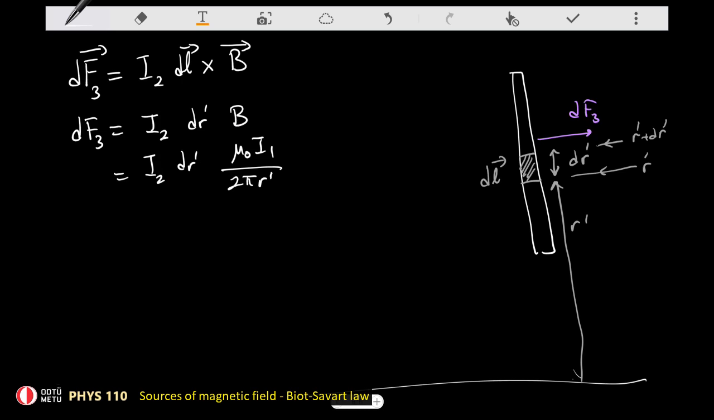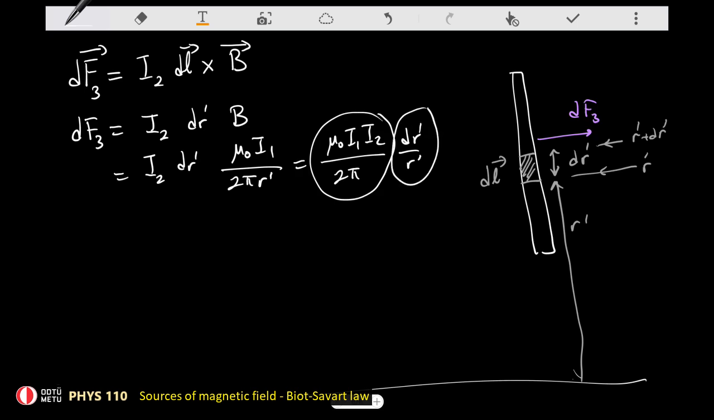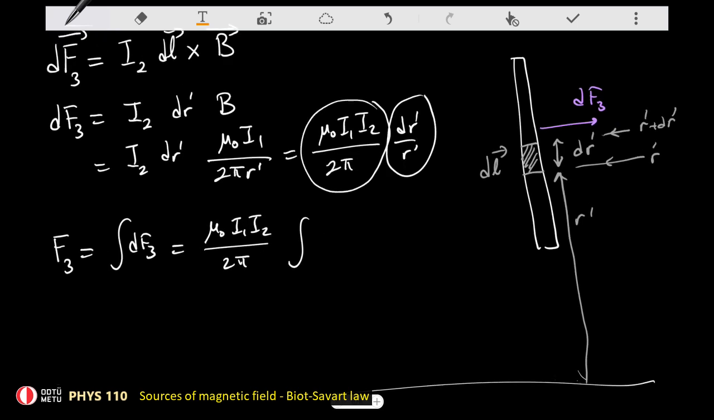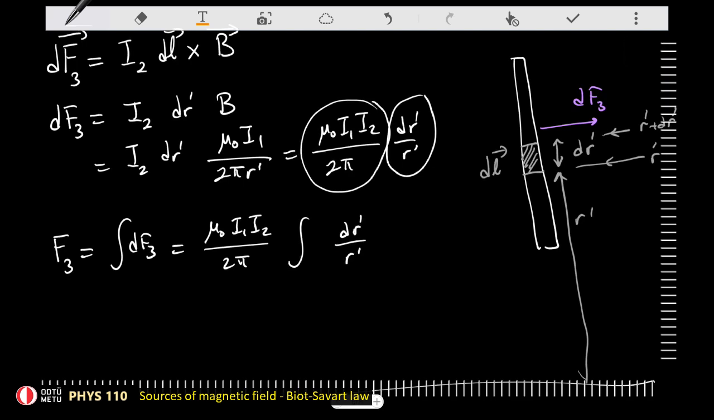R prime is the variable in here. So let's write it again. This is in the simplified form, dr prime over r prime. So as a result, we have an expression which is a constant multiplied with an expression that involves the integration variables. We only have to make sure that all variables are expressed in terms of the integration variables in here. That's the only step. So finally, f3 is the integral of this df3. So that's equal to, I'm writing the constant portion out of the integral, and we have the integral of dr prime over r prime.